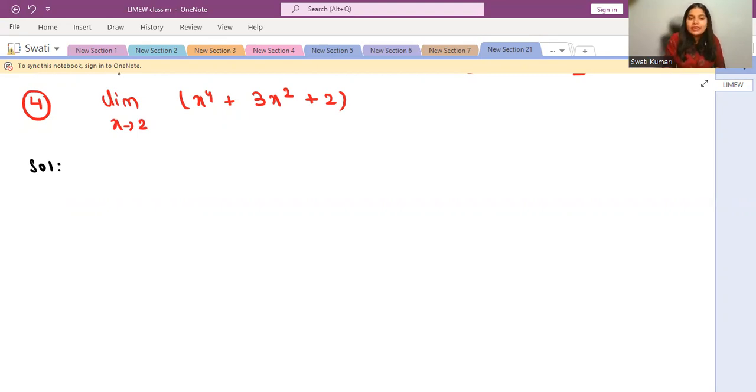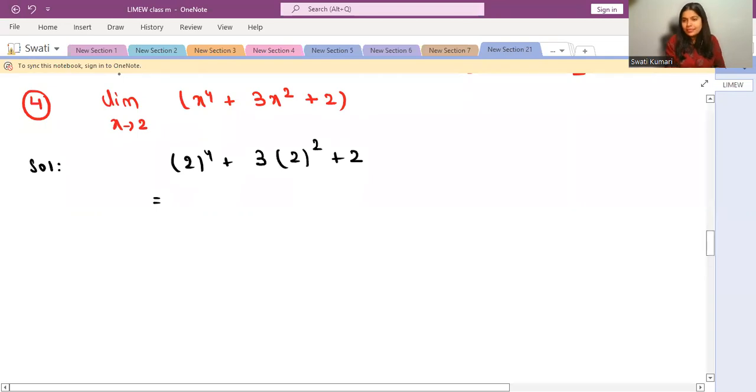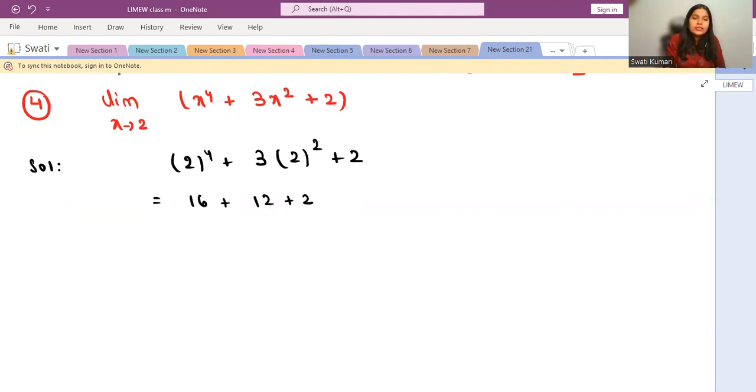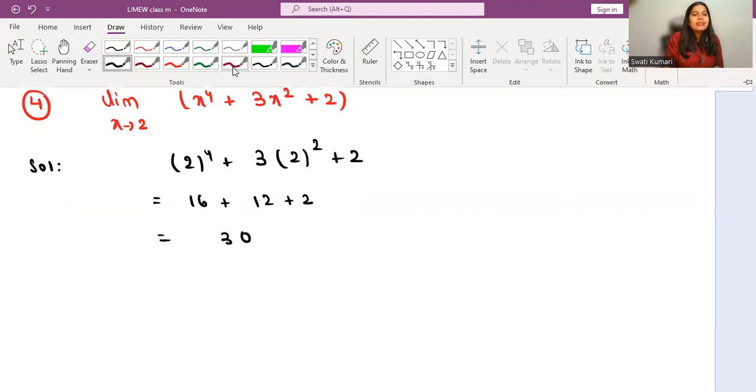So directly the answer is 2 raised to 4, 3, and then into 2 raised to 2 plus 2. Like, it's a one line answer. This question is basically for 1 mark. So 2 raised to 4 is 16, plus 3 into 2 squared, which is 4, that is 12, plus 2. So the answer is 16 plus 12 plus 2. This is going to be 30. And this is our answer. So we have completed this question also. Let's do one last question.